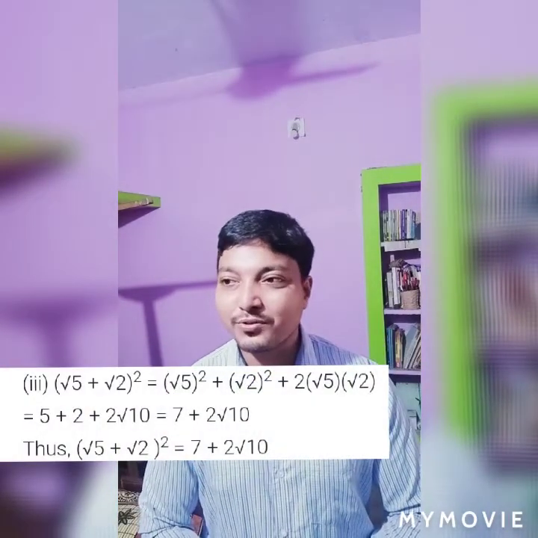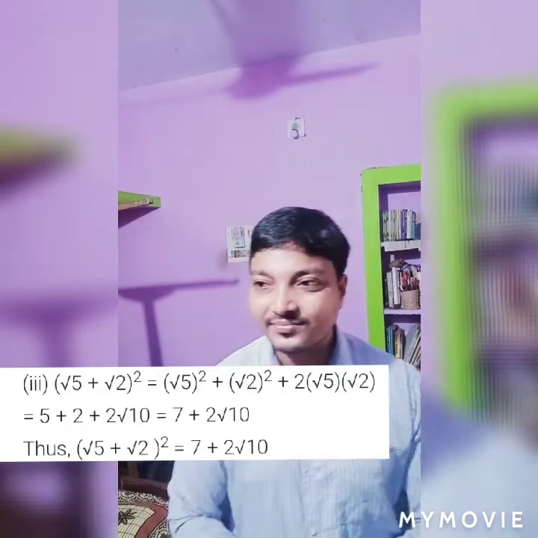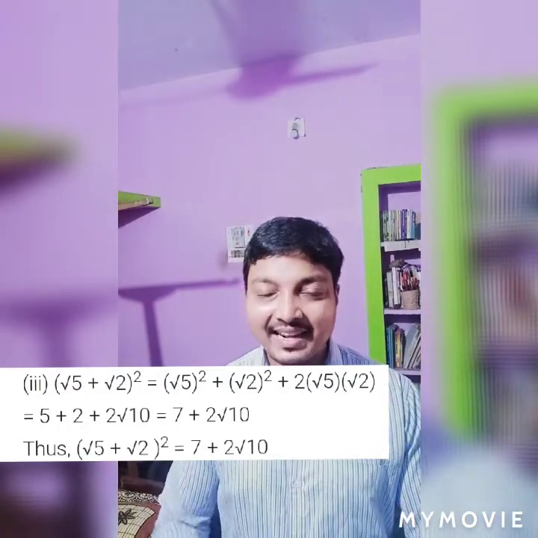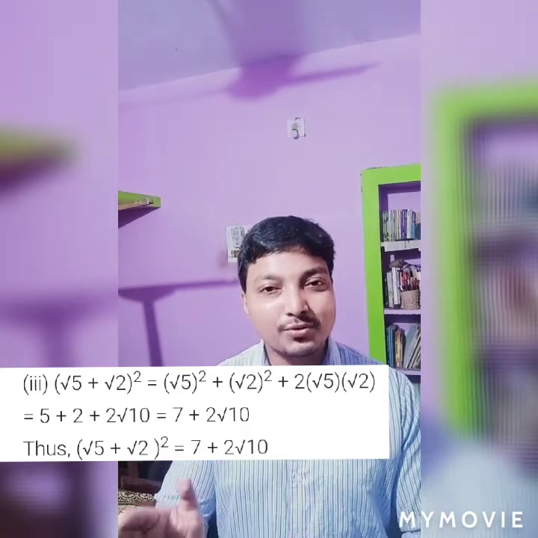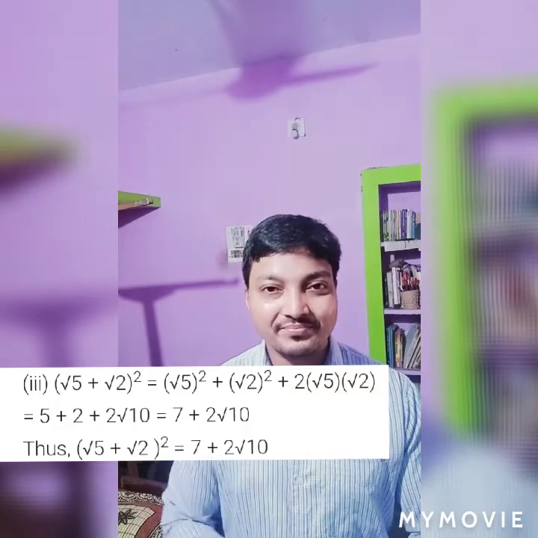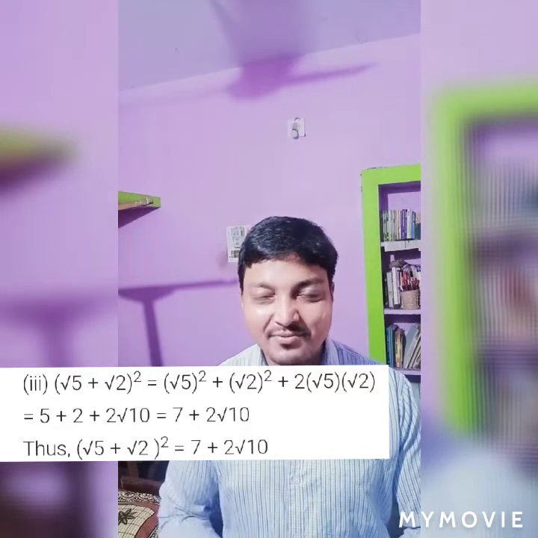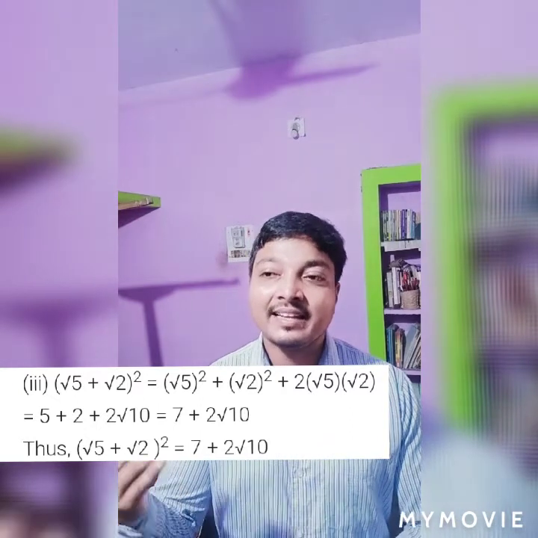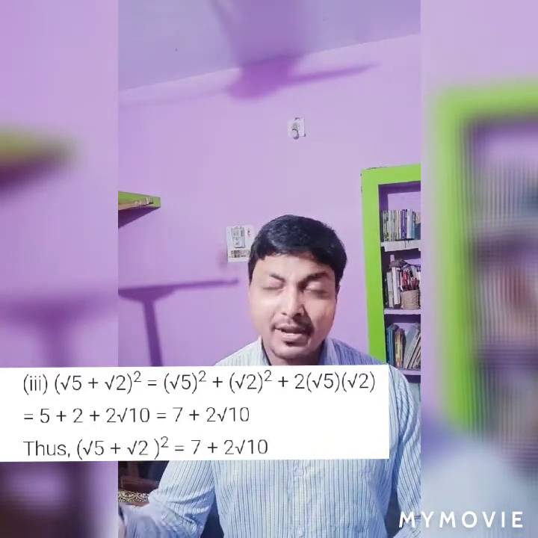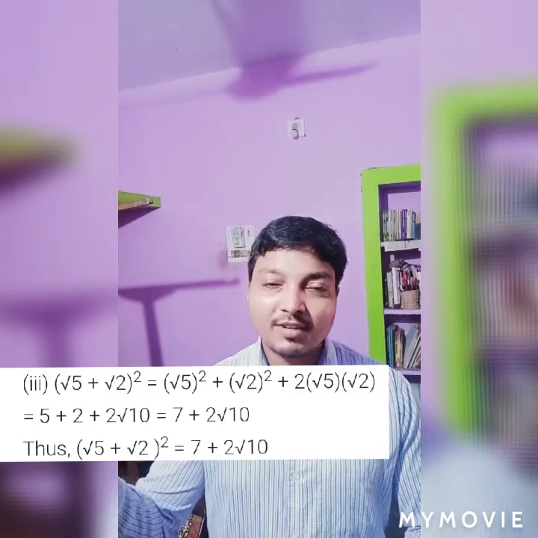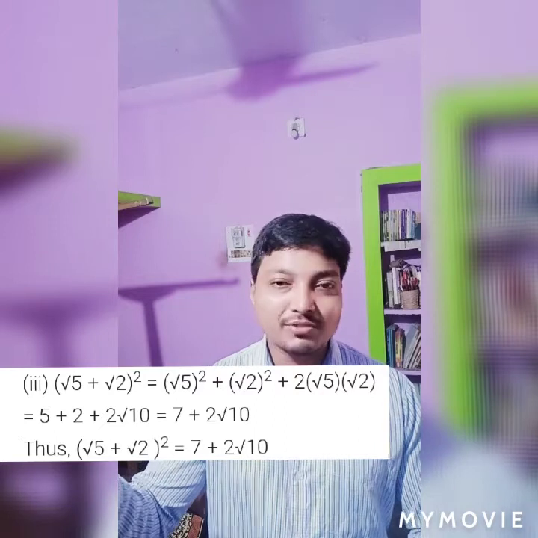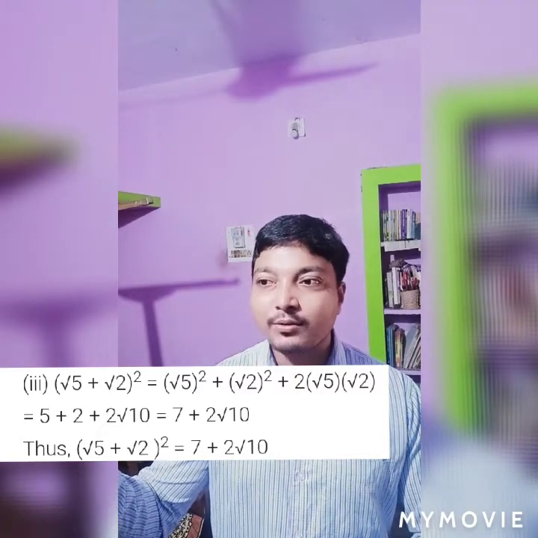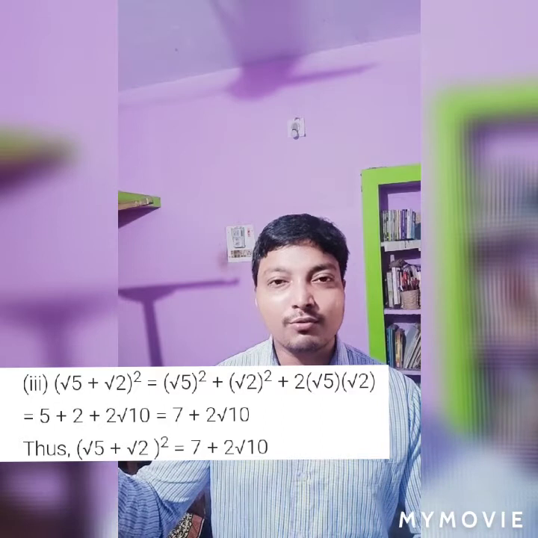Okay, and then in the question it is given (root 5 plus root 2) whole square. Recently we have done that (root a plus root b) whole square is equal to a plus b plus 2 root of ab. Directly you can do it, otherwise you just have to do it from the start. Root 5 square equals 5, root 2 square equals 2, so 5 plus 2 equals 7, then 2 into root 5 into root 2, which is equal to 2 root 10.